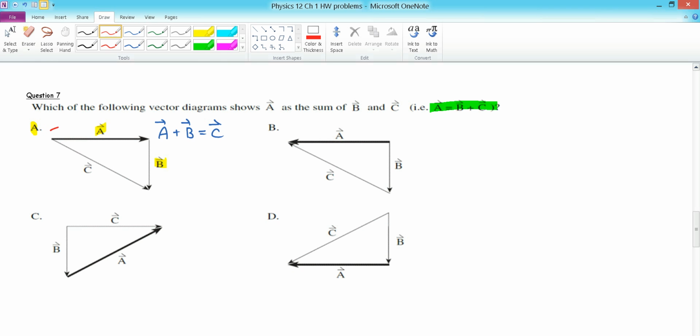Once again, here's my tail, there's my head, there's my tail, there's my head, and this is my resultant vector. We're adding head to tail. All right, for option number B, I can see that my B vector is being added to my C vector, and my resultant is actually my A vector. So if I had to write this using sum notation, this would simply be my B vector plus my C vector, giving me my resultant, which would be my A vector. So that actually does match what I'm looking for, so B would be the right answer.